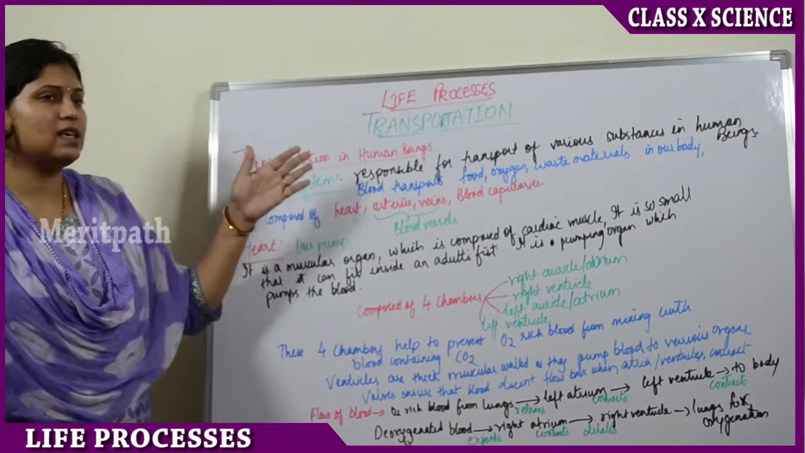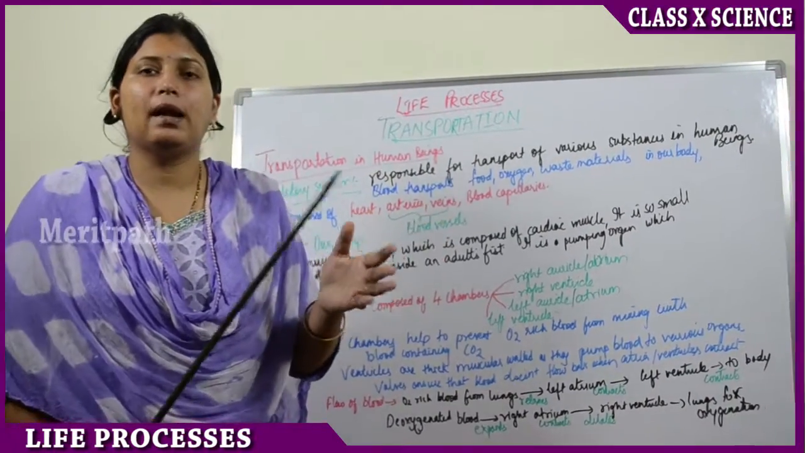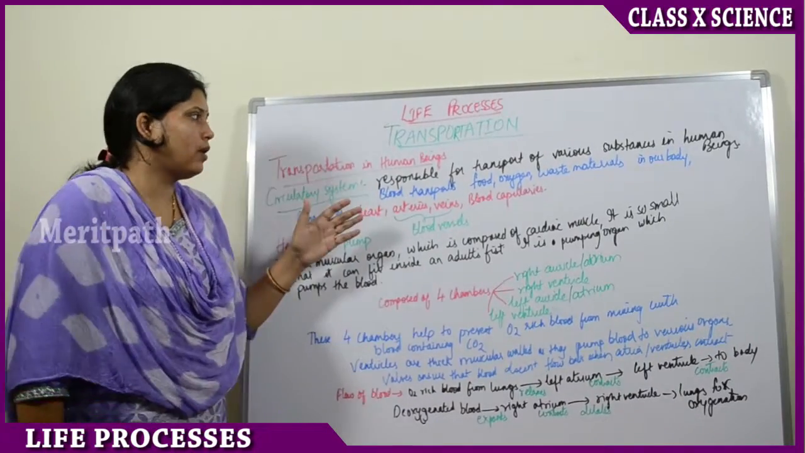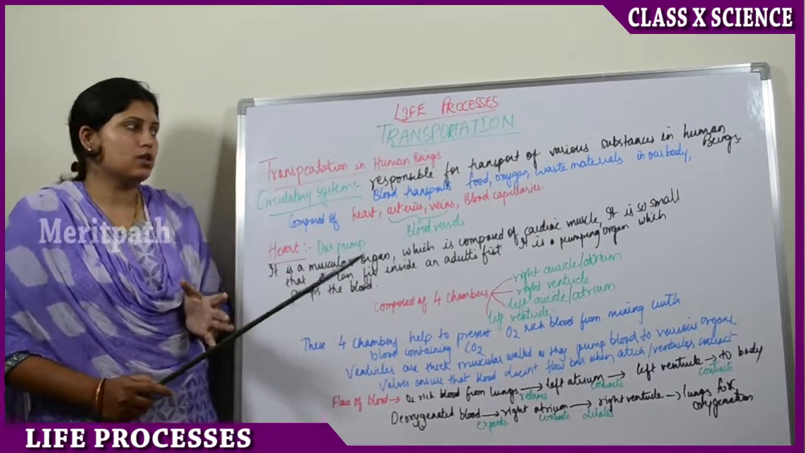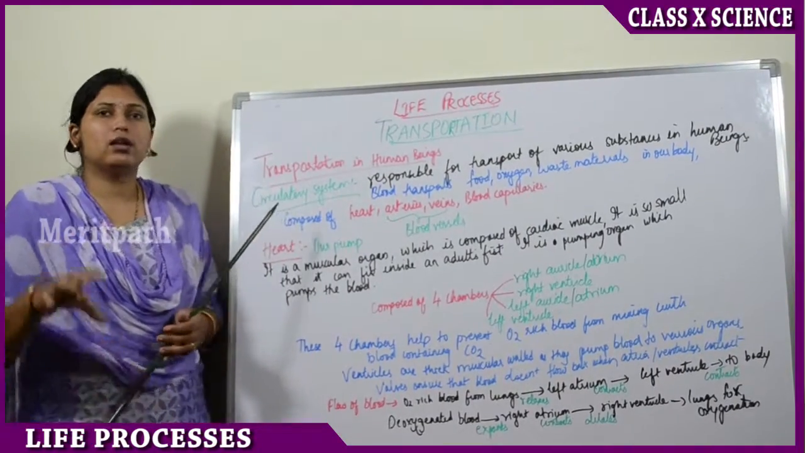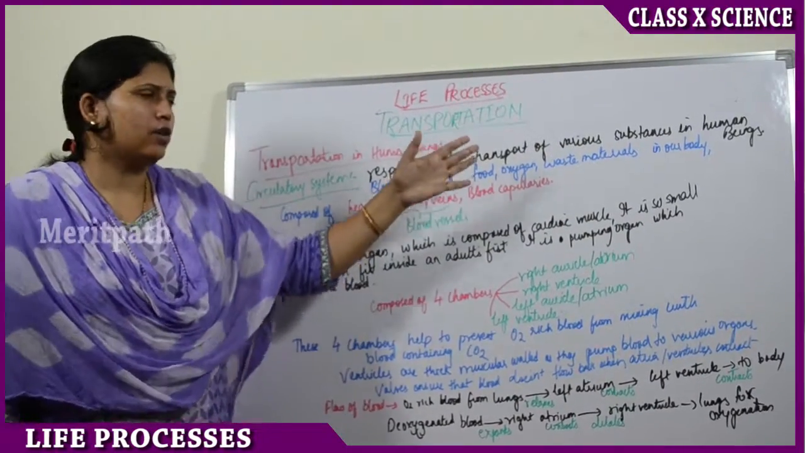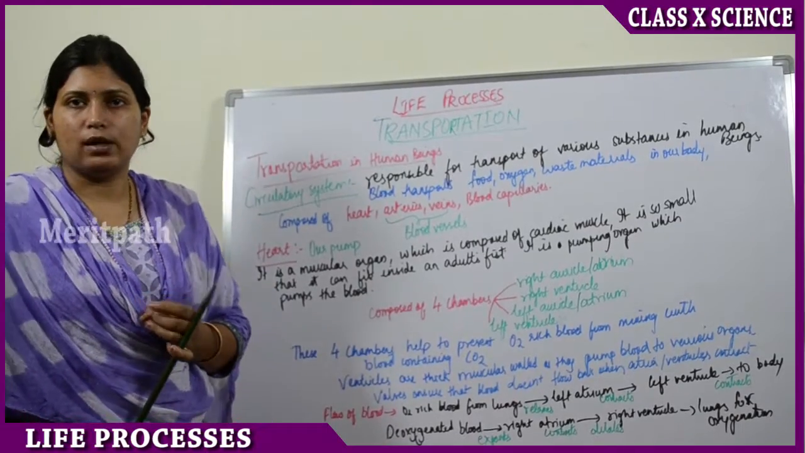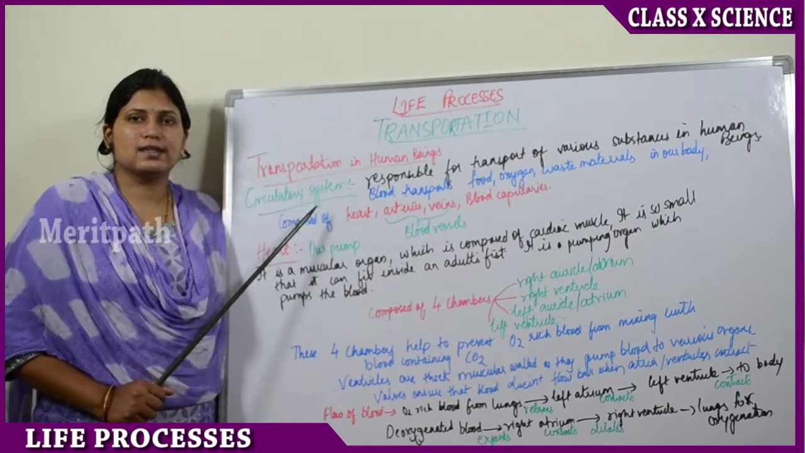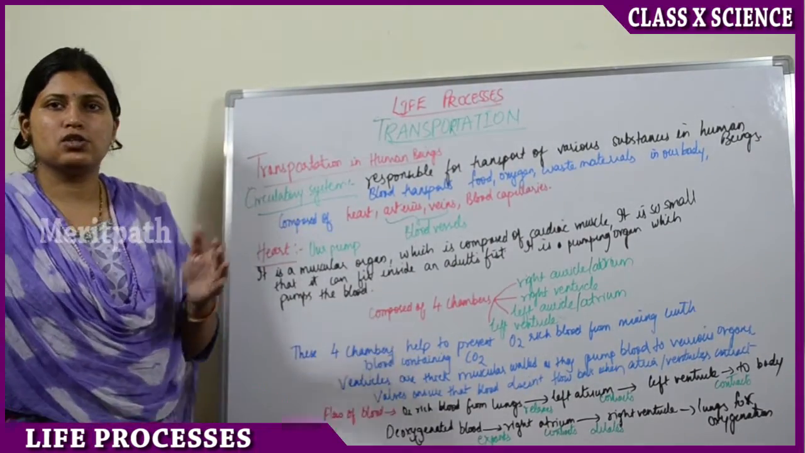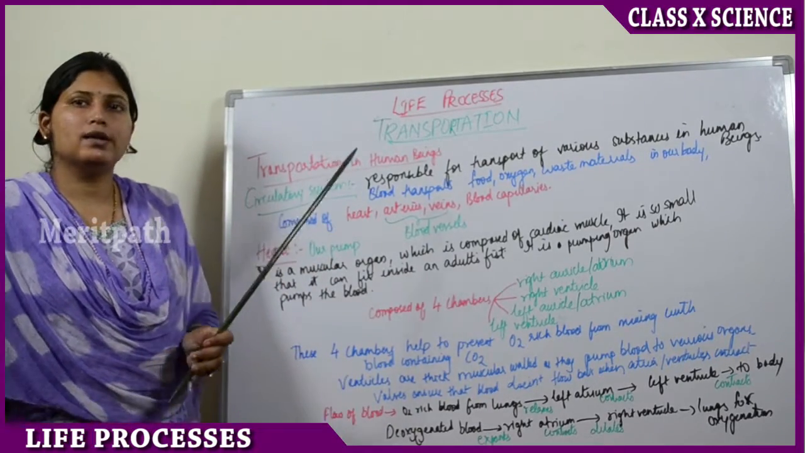Next life process we see is transportation. In this transportation we will see how the blood is transported to various parts of the body. First we will see the transportation in human beings, that is ourselves. Transportation is nothing but the circulatory system. The circulatory system is responsible for the transport of various substances in the body, to all parts of the body. So what does it transport?